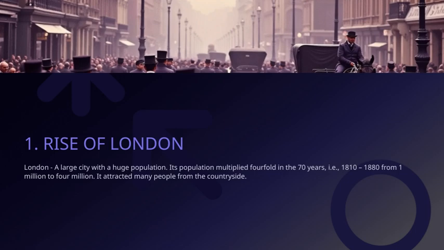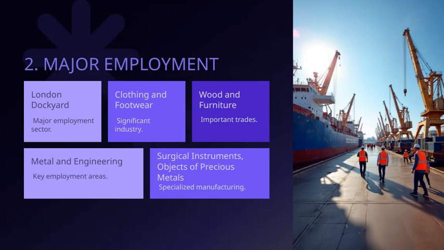This trend is a key example of how urban centers like London transformed during the Industrial Revolution, becoming hubs of industry and population. It really highlights the massive social and economic changes happening at that time, which are central to understanding the broader theme of this presentation. Now, let's take a closer look at some of the key employment areas within this industry.